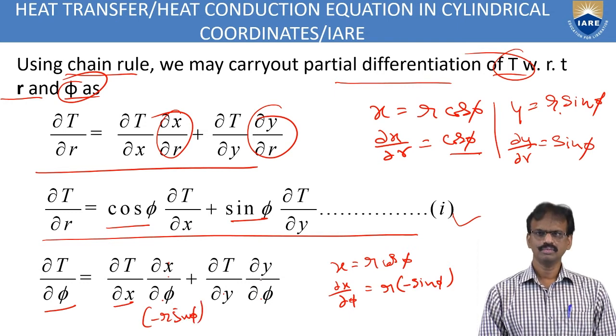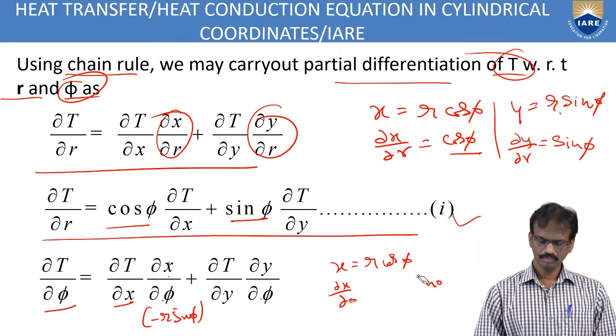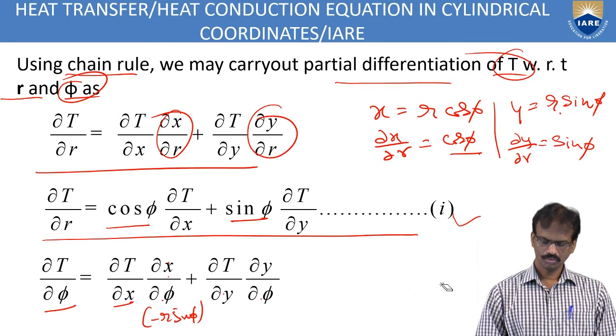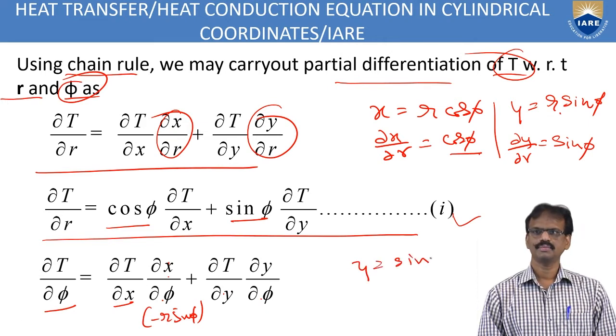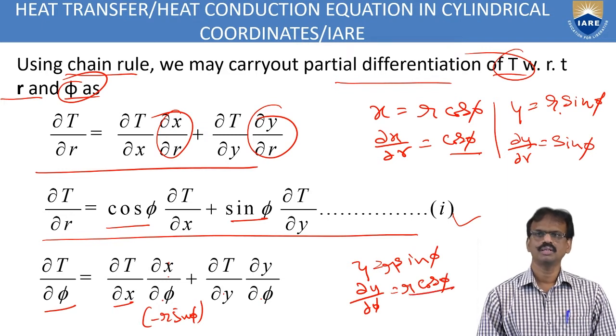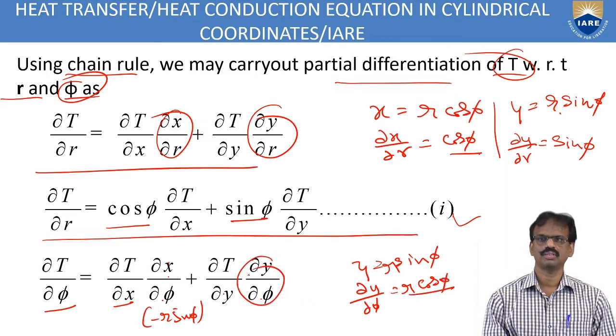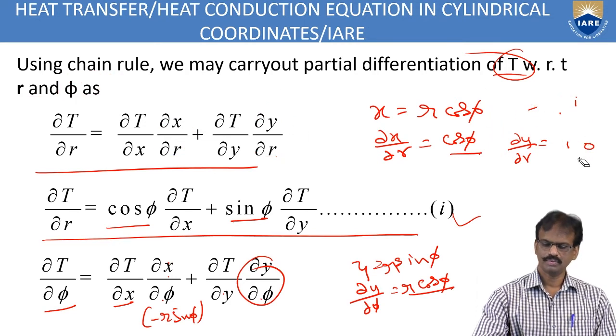Okay. Similarly, the y parameter: y is equal to r sin phi. Then ∂y/∂phi is equal to r times the derivative of sin phi, which is cos phi. So this is the value. Here we can substitute that value, and then we will get a formula like this one.